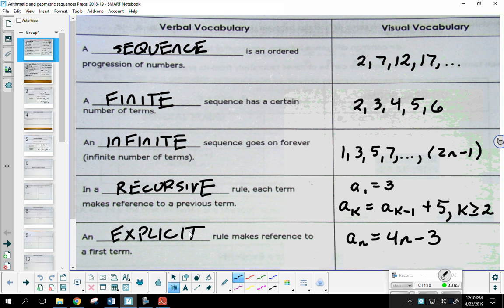All right. So a sequence is an ordered progression of numbers. So it's either arithmetic or geometric. A finite sequence has a certain number of terms. An infinite sequence goes on forever. So if you're looking at my examples here, how can you tell if it's going to be finite or infinite? What's a little notation? There you go. If you see ... that means whatever pattern you notice is going to continue forever. If there's no ..., it just stops right there at that last term.